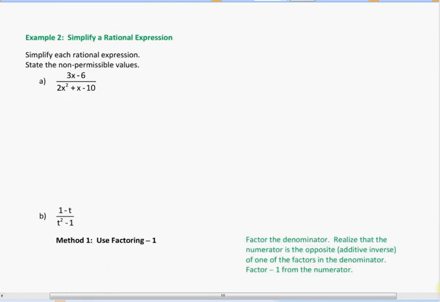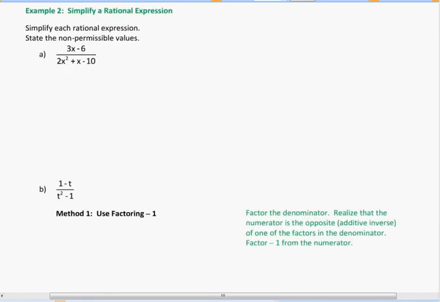Okay, so let's try some examples. Let's simplify a rational expression. We can take a look at 2. So steps, you want to simplify, and then you also want to state non-permissible values. Okay, so let's start by simplifying.